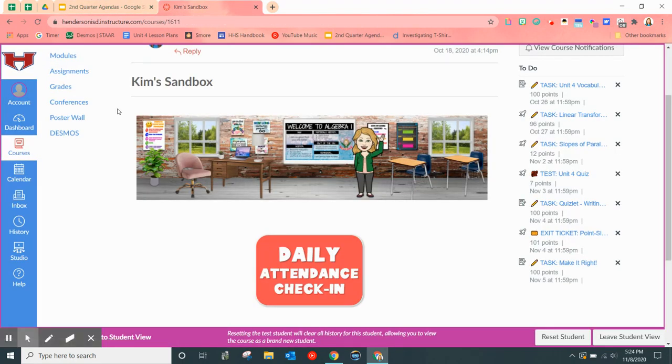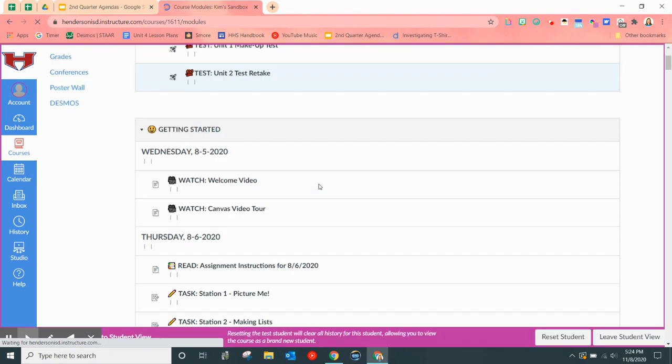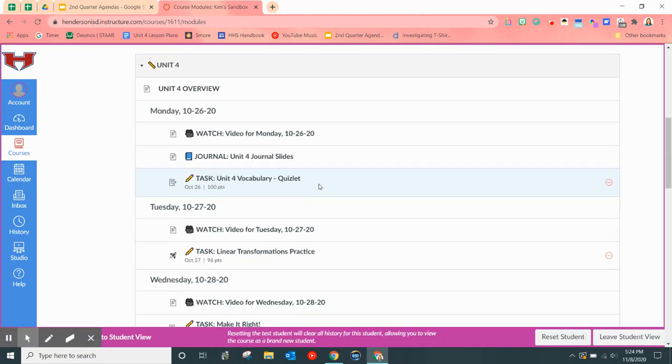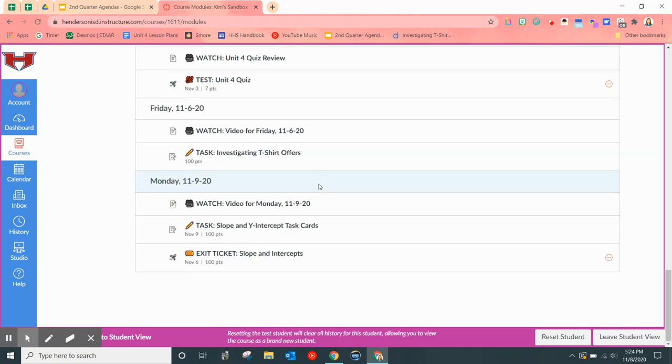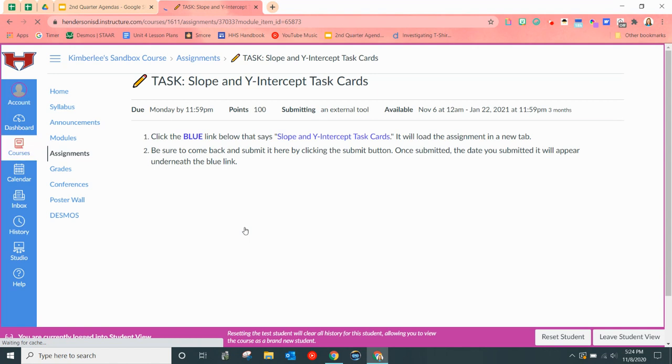So if you go to Canvas and you're on my home page, click on the modules page. Now this modules page does look a little different, but if you go all the way down to the bottom, here's what you should see today. So we're going to practice some more about looking at slopes and y-intercepts and what they mean when we're talking about real world problems. And then you have a really short exit ticket for today. So be sure and do that exit ticket.